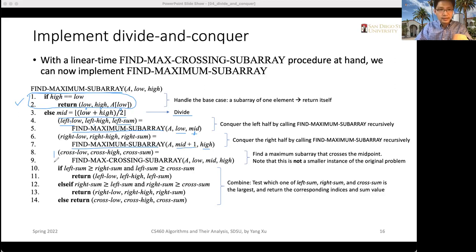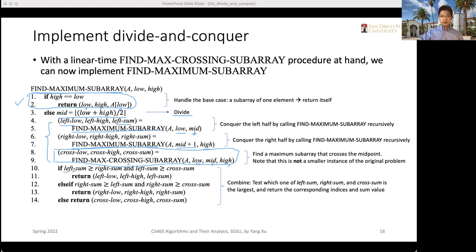And the third case is something we just wrote in the previous slide, right? We need to call the procedure that solves the sub-array that crosses the midpoint. We directly call find max crossing sub-array with low as starting index, high as end index, and the midpoint in the middle. Okay, so these three conquering steps are done, and we have collected the results into those variables. The next combine step is to compare which one has the larger summation.